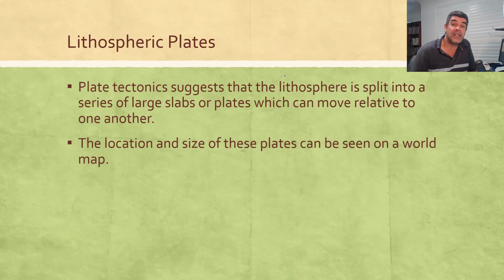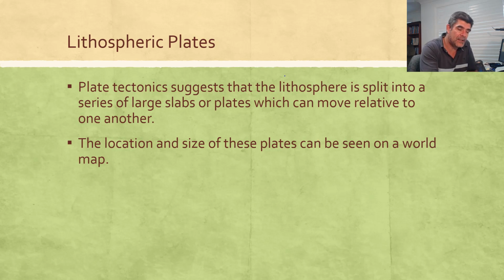We've talked about Wegener's idea about continental drift. We've also talked about some of the evidence that supported that idea. Now we've started to look at this mechanism for how continental drift can occur. And we've said that's the theory of plate tectonics. It's a theory that suggests that the crust and upper mantle, which together form the lithosphere, is split into a series of large slabs or plates which can move relative to one another.